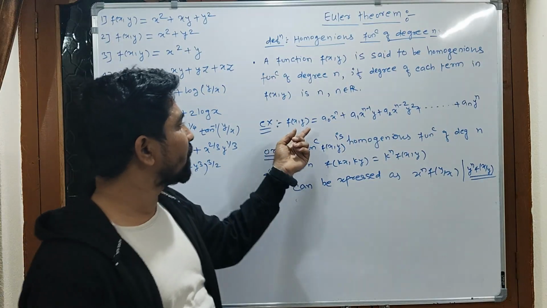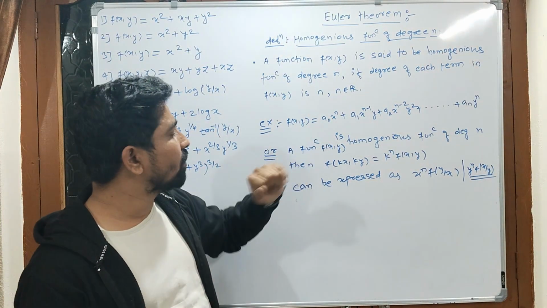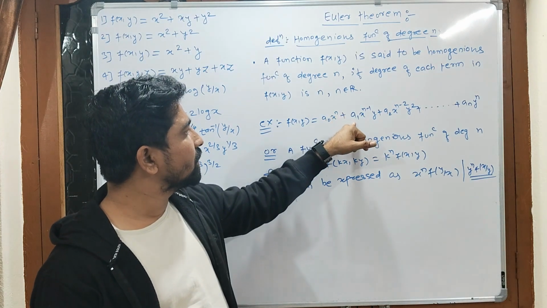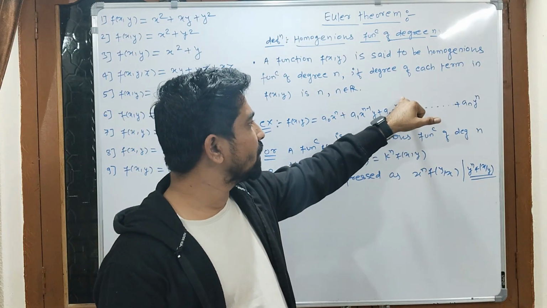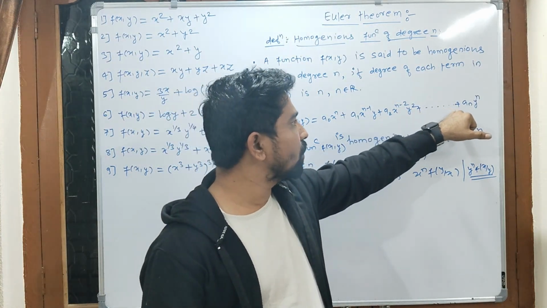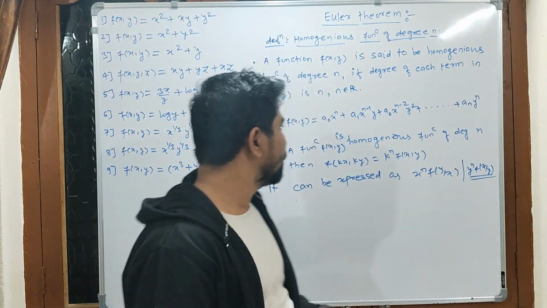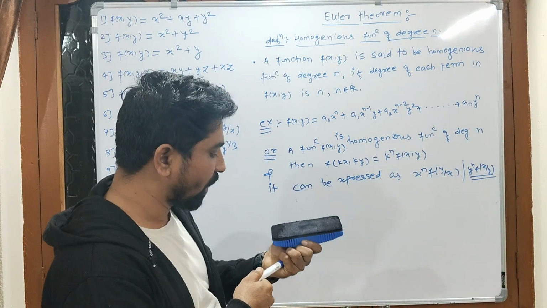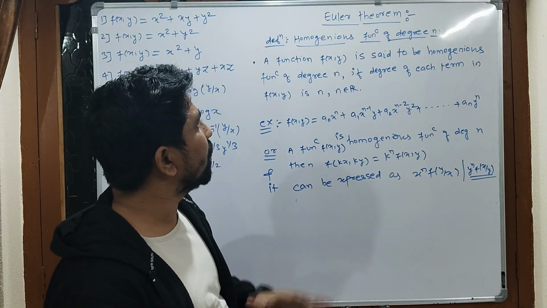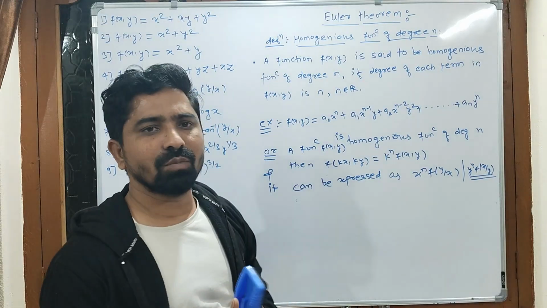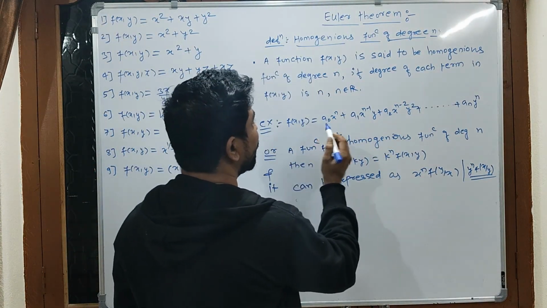So for example, let's say this is my function f of x comma y. Here, in general, I have written the function in terms of two variables x and y: a0 x to the power n plus a1 x to the power n minus 1 into y plus a2 x to the power n minus 2 into y square plus and so on, up to an into y to the power n. The definition says a function is said to be a homogeneous function of degree n if the degree of each term is n.